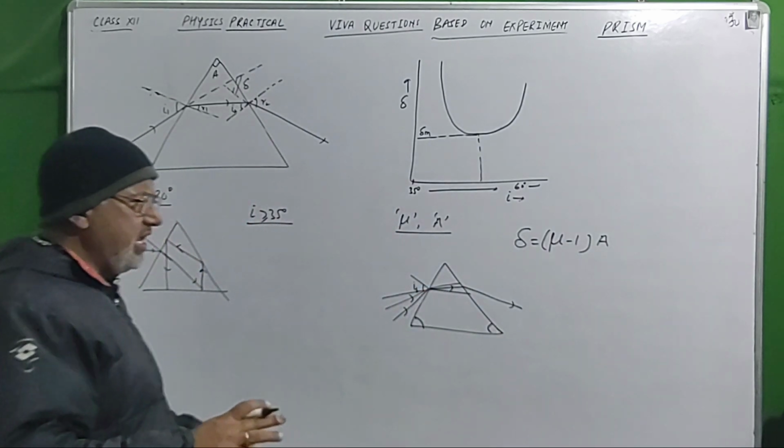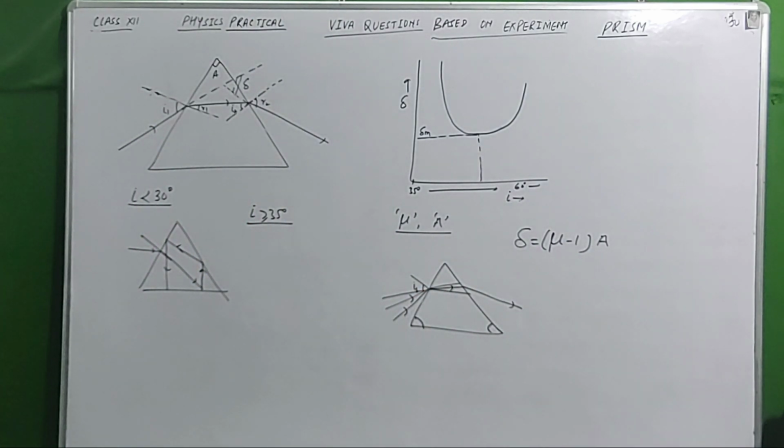So basically, the examiner can ask, what do you mean by prism? What is the refracting angle? Why does it take place? Due to refraction of light it takes place. What is the angle of minimum deviation? The angle between the incident ray and emergent ray is the angle of deviation.